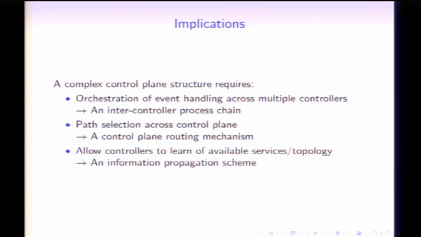There also should be some way to select paths within the control plane to reach certain services, and some of them will be better than others. So there needs to be some kind of a routing mechanism to find optimal paths to different services. And finally, given a controller starts up in a control plane, it's going to need to be able to discover what services are available and what clients it has, what servers are there. So there needs to be a discovery mechanism as well, and an information propagation scheme.